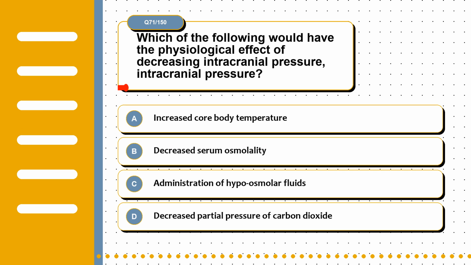Question 71. Which of the following would have the physiological effect of decreasing intracranial pressure? Here are the options. Option A. Increased core body temperature. Option B. Decreased serum osmolality. Option C. Administration of hypoosmolar fluids. Option D. Decreased partial pressure of carbon dioxide.